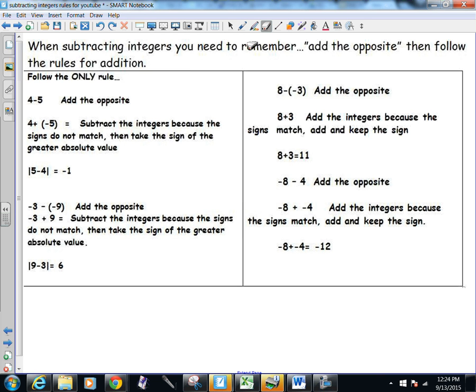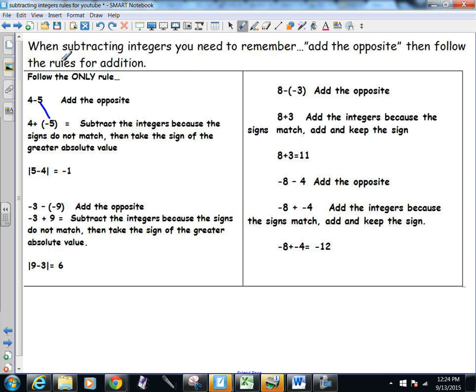It says when subtracting integers, you need to remember: add the opposite, then follow the rules for addition. I need you to copy this entire box down, everything that it says in here, into your notebook. All right, so let's look at it. Add the opposite. I'm going to look here at my 4, and I'm going to add the opposite. So this was a 5, now it's a negative 5. And I'm going to follow my rules for addition.